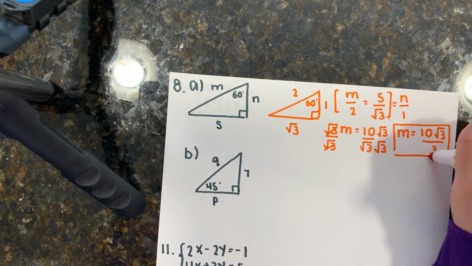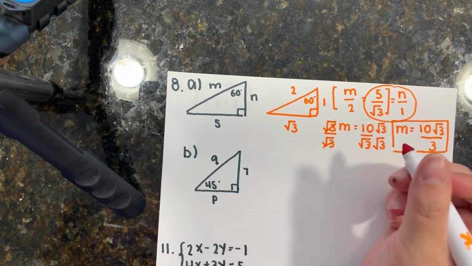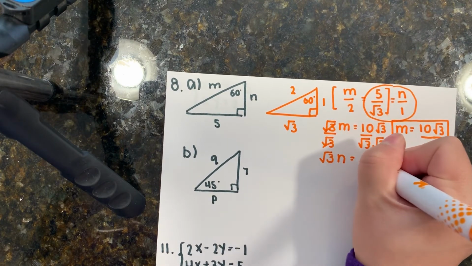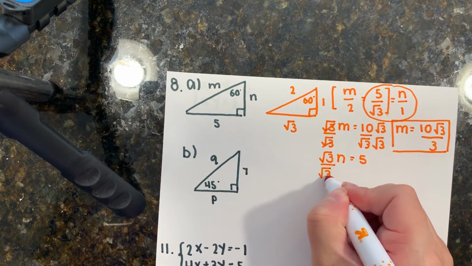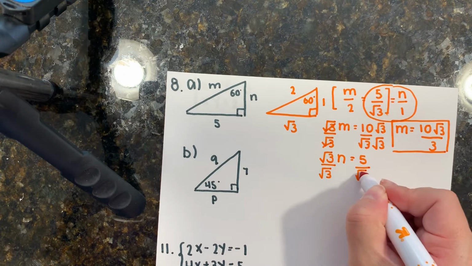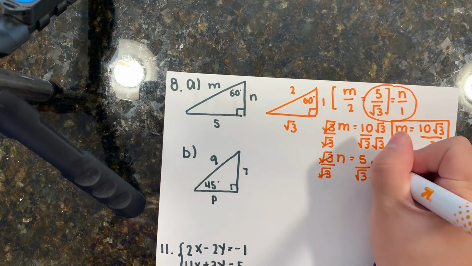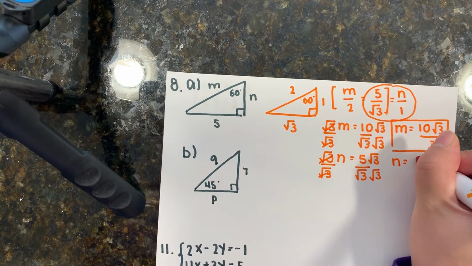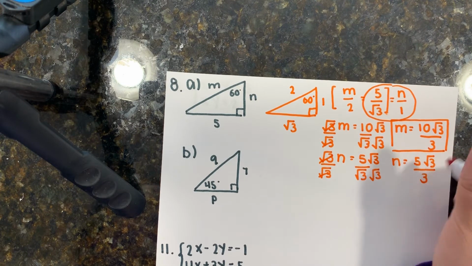Now for n, I have to do the same thing, but I'm going to set the last two fractions equal to each other. So that would be root 3n is equal to 5. I'm going to divide both sides by root 3, but again, you can't leave the square root of 3 in the denominator. So I'm going to multiply top and bottom by root 3. So n is going to be equal to 5 root 3 over 3.